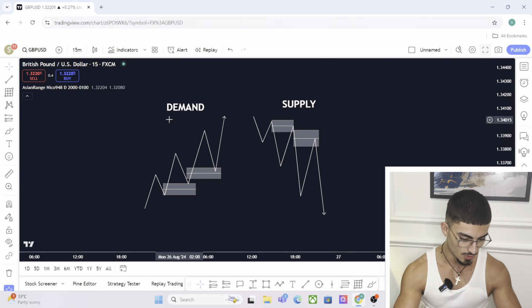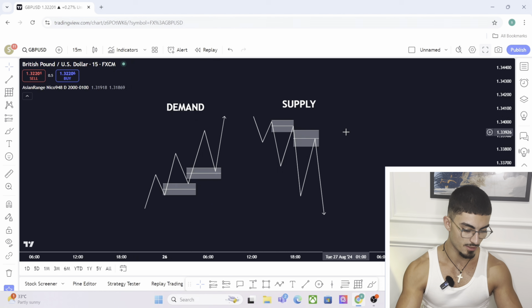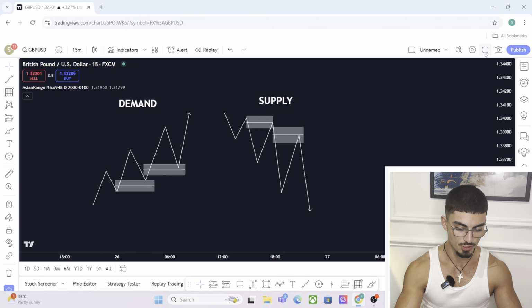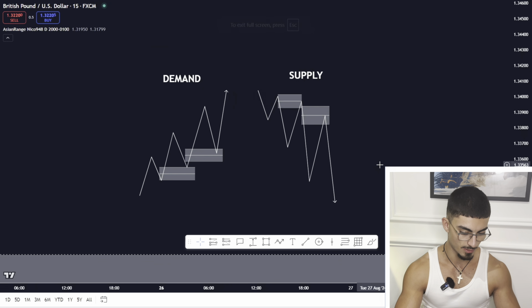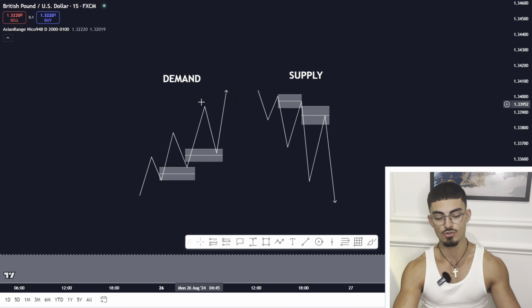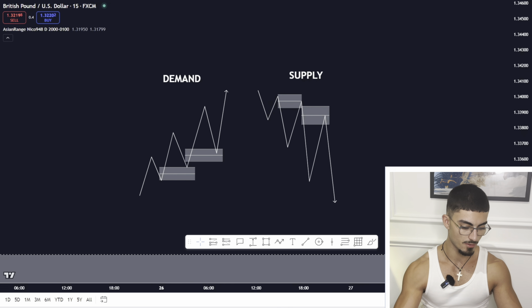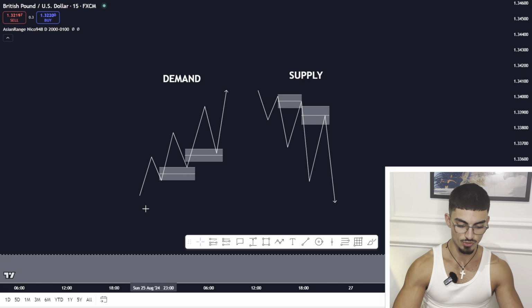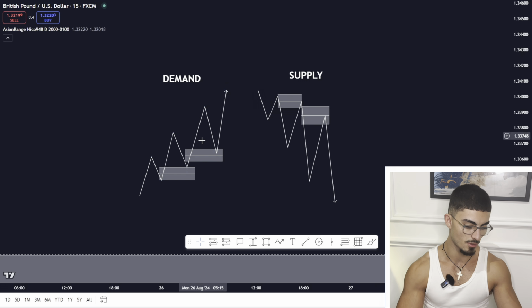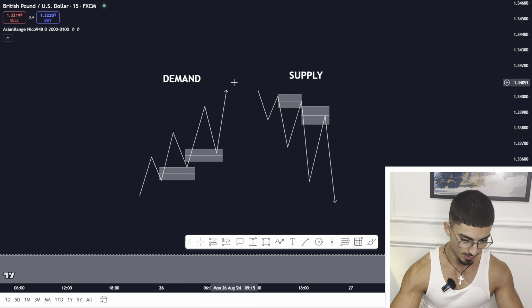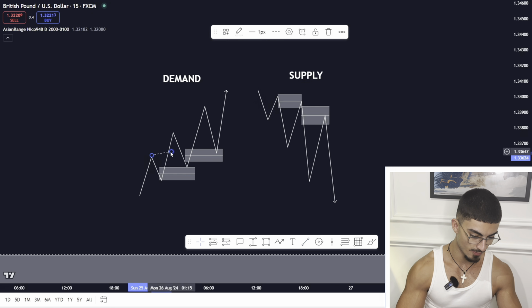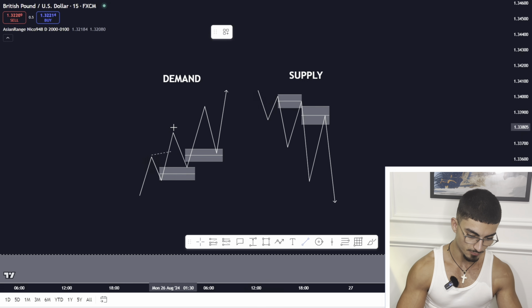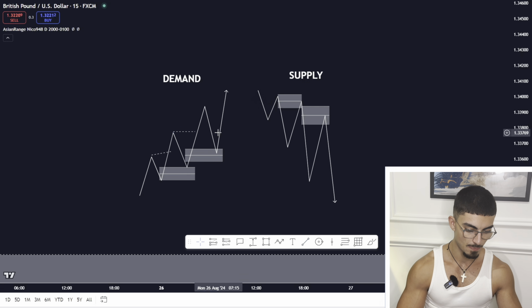Okay, so demand right here is on the left and supply is on the right. Now in this example, I'm going to be showing you demand and supply using an uptrend for demand and a downtrend for supply. Okay, so demand is going to form in an uptrend, supply is going to form in a downtrend. As you can see right here, this is an uptrend because we are forming higher highs and higher lows in the market. Okay, the market is clearly trending up, and as a result, we are breaking structure to the upside. Okay, as you can see right there, break of structure to the upside, break of structure to the upside right there, and break of structure to the upside right here.